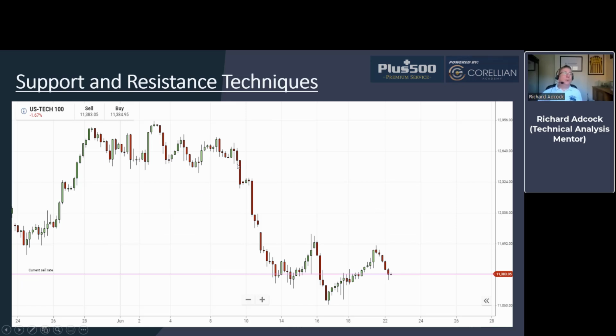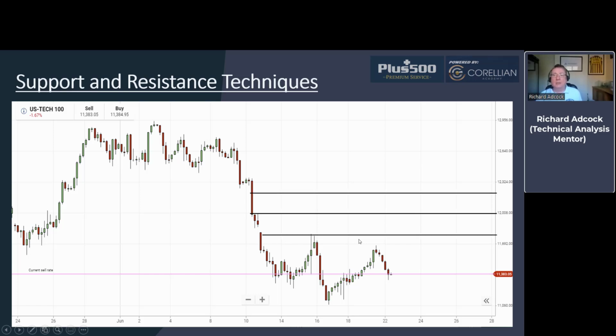Now, when we look at the 4-hourly chart here, again, the same index, the US Tech 100 index on a 4-hourly basis, we can see again that lower highs are still very much in place. But when we run the retracement levels using this significant high and this significant low, you can see that 11,788 is the 38% retracement level.